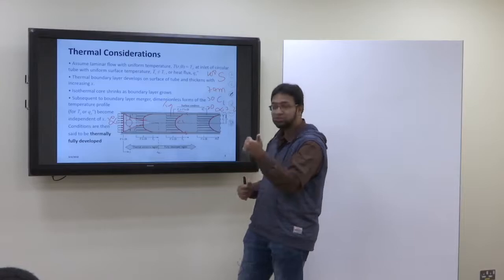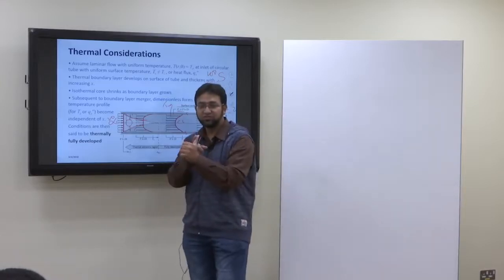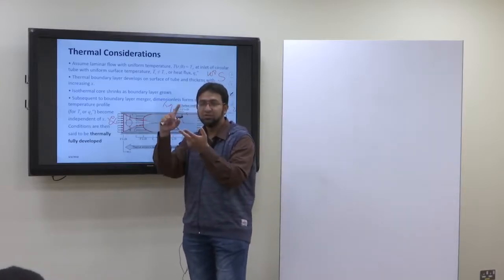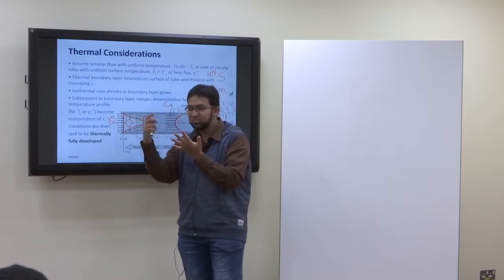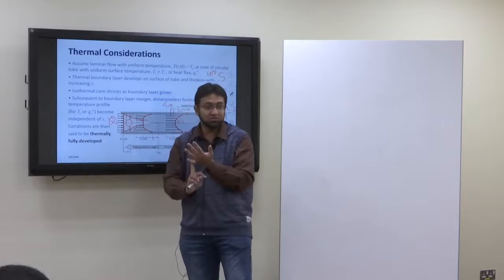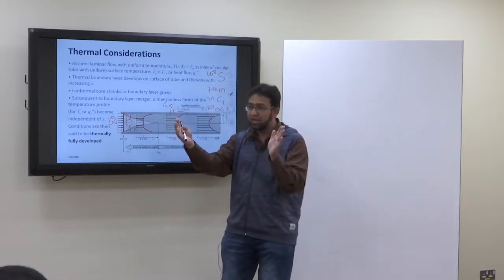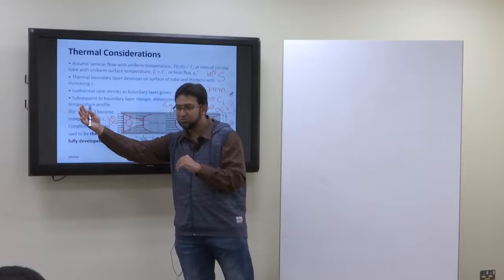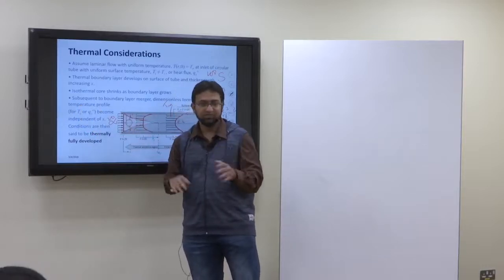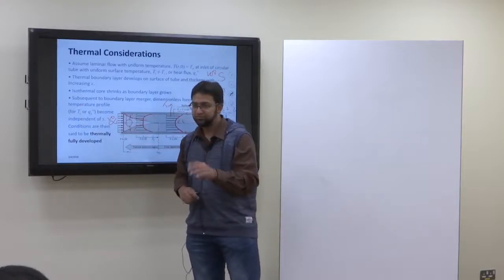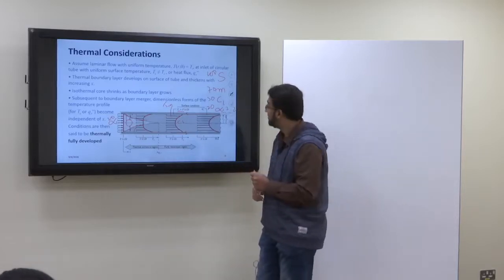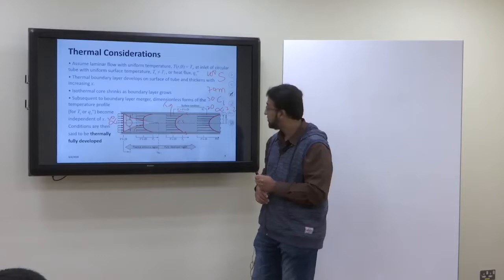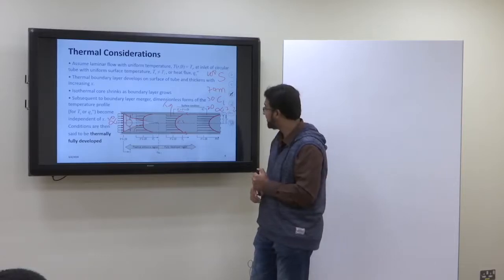Do you understand the concept of free stream, surface, mean, centerline velocities and temperature? Do you understand the concept of entrance region and fully developed region? Yes. Is there anything that you don't understand? Okay. Why is the thermal boundary layer flipped? What do you mean by flipped?